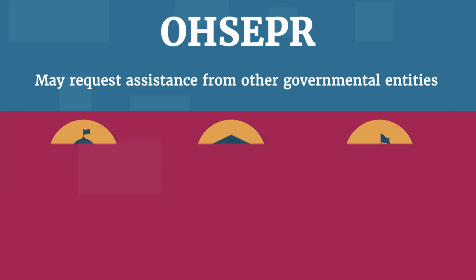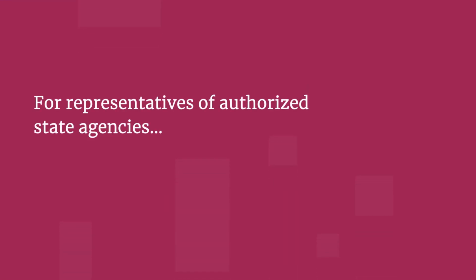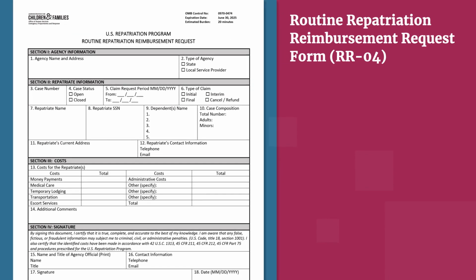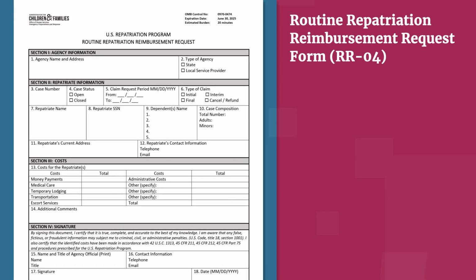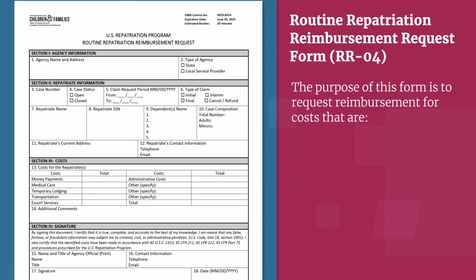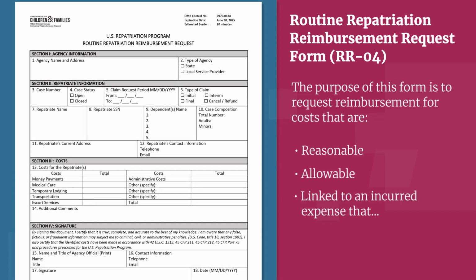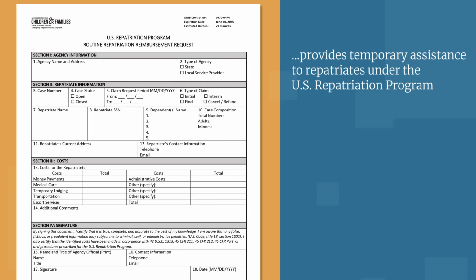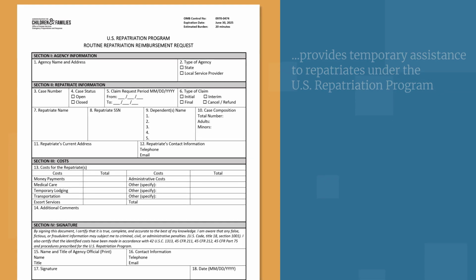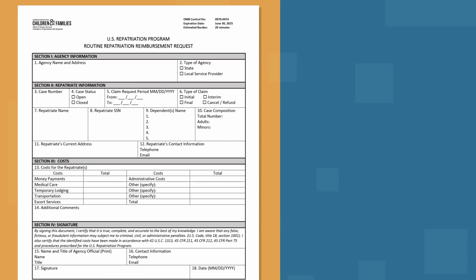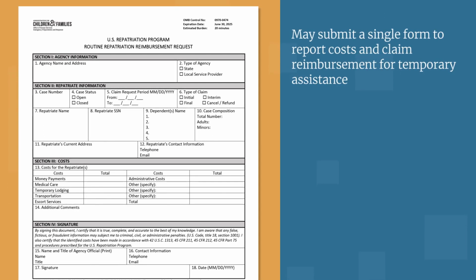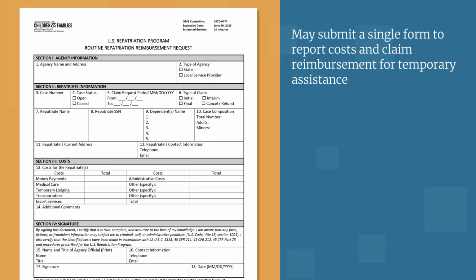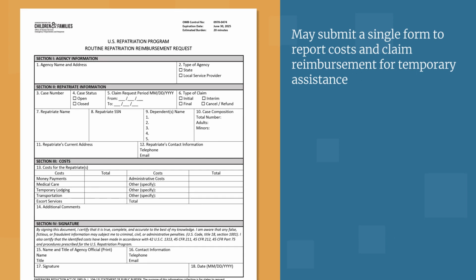This video provides instructions for representatives of authorized state agencies on how to complete the routine repatriation reimbursement request form. State and local service providers should complete this form to request reimbursement for costs that are reasonable, allowable, and linked to an expense incurred providing temporary assistance to repatriates under the U.S. Repatriation Program. State agencies or local service providers may submit a single form to report costs and claim reimbursement for temporary assistance provided in the United States to a repatriation case, individual or family.